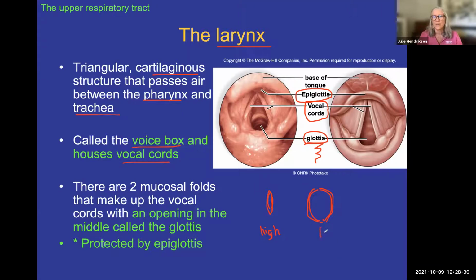And when they're more open, the sound is lower pitched. And then you might think, well, when I have laryngitis, I have an inflammation of this part of my body. That's going to affect the sounds that I make, what my voice sounds like.